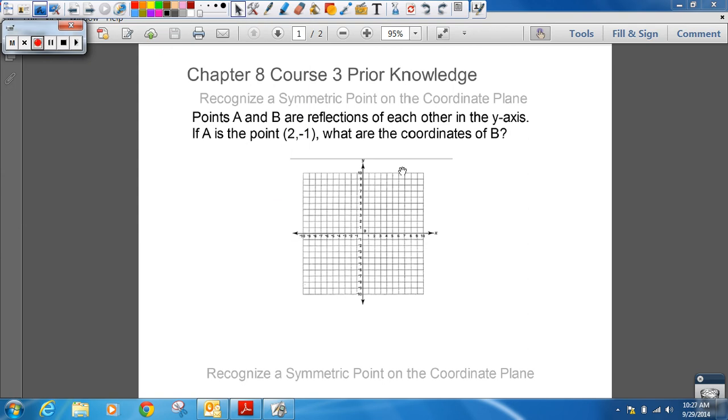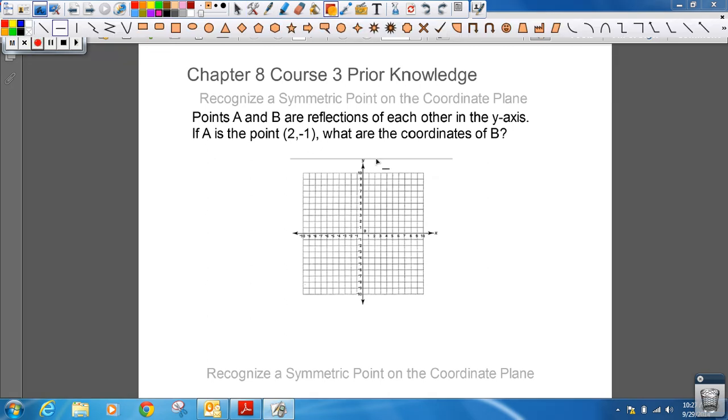Okay, there are going to be three main topics today for your Chapter 8 Course 3 prior knowledge. The first one is talking about points that are symmetric to one another. So on the first one it says points A and B are reflections of each other in the y-axis. That means your line of reflection is the y-axis.